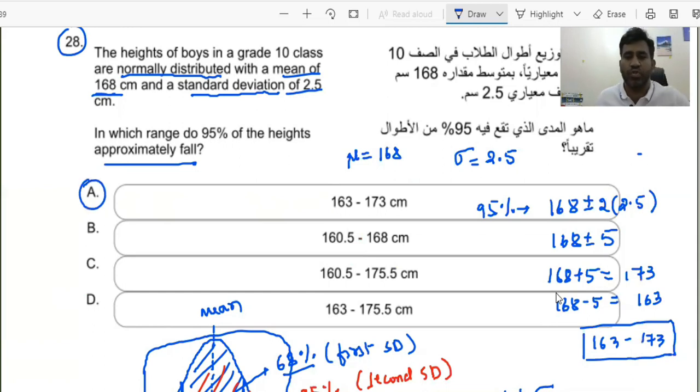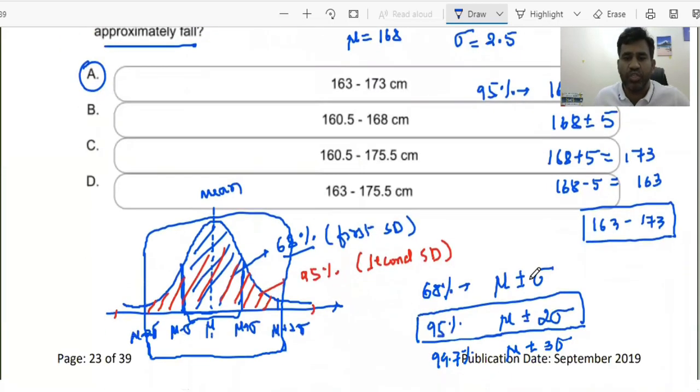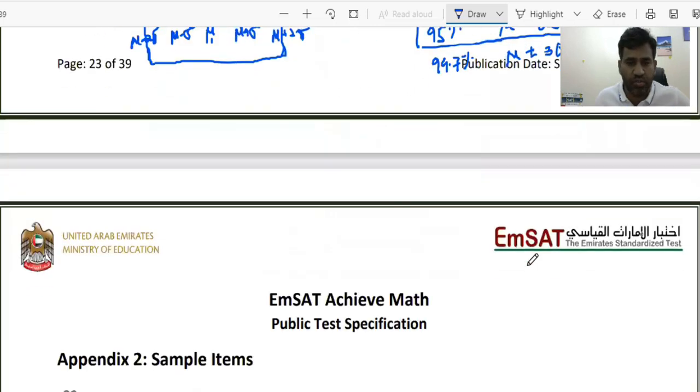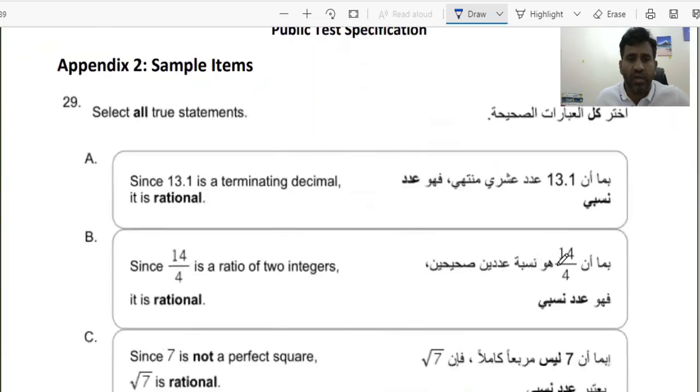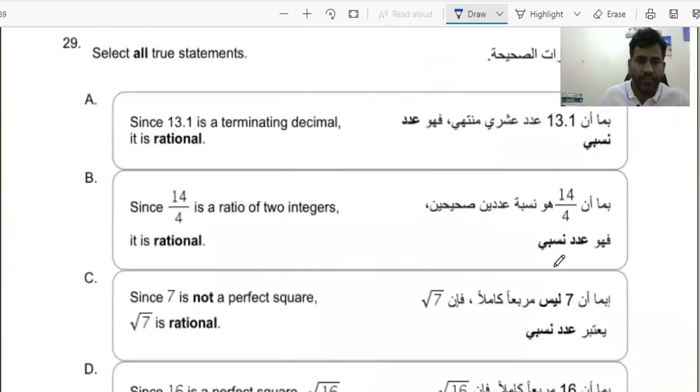So that's how you solve standard deviation and normal distribution questions. Let's go to question number 29. It is talking about selecting all true statements. It's a theoretical question. The first option says, since 13.1 is a terminating decimal, it is a rational. Yes, terminating decimals are always rational numbers.